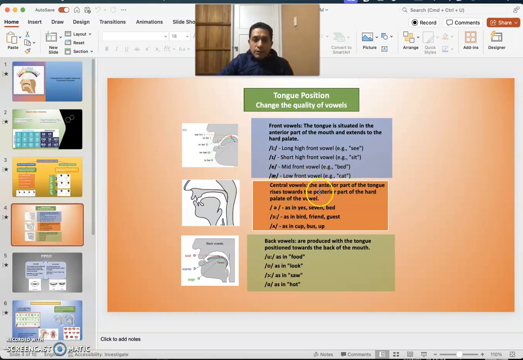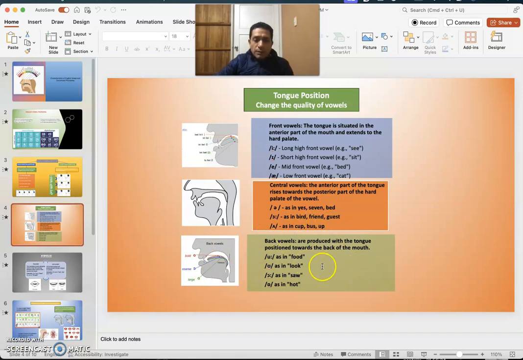Let's continue with the central vowels. The anterior part of the tongue rises towards the posterior part of the hard palate. The phoneme as in yes, bed; the phoneme as in bird, friend, guest; and the phoneme as in cup, bass, up.